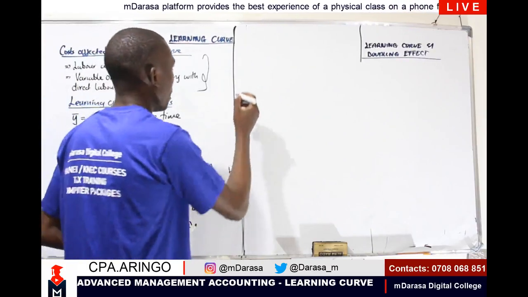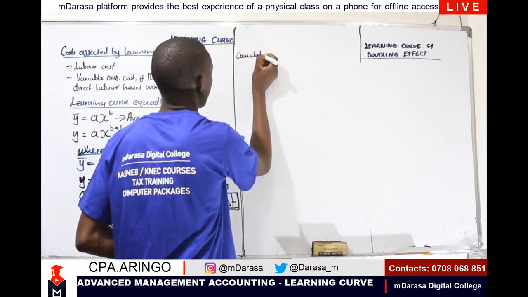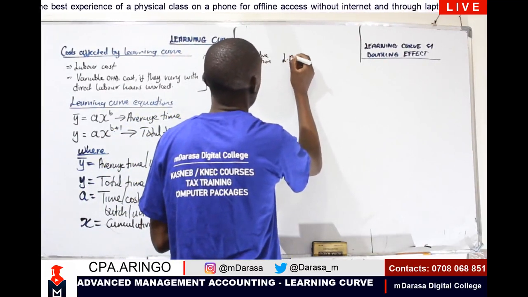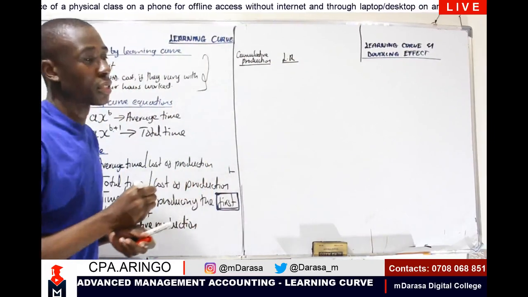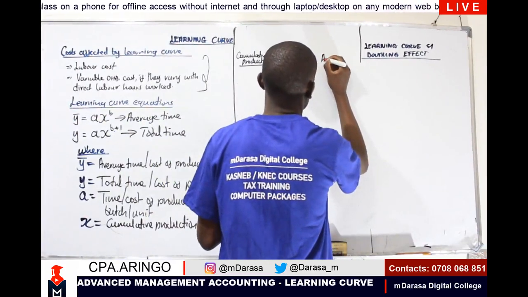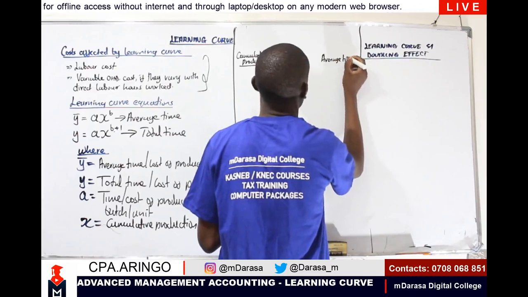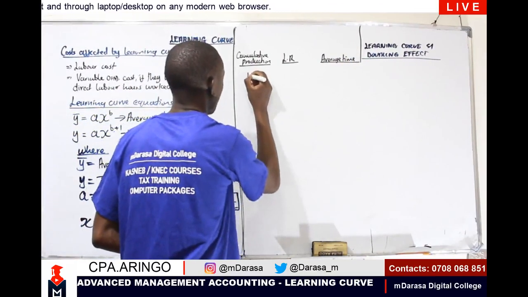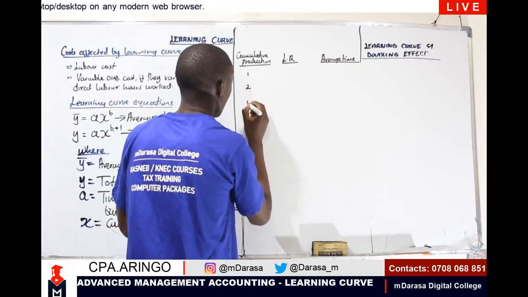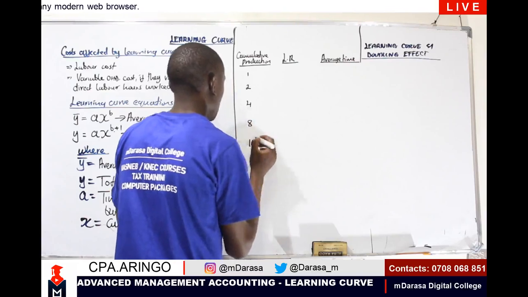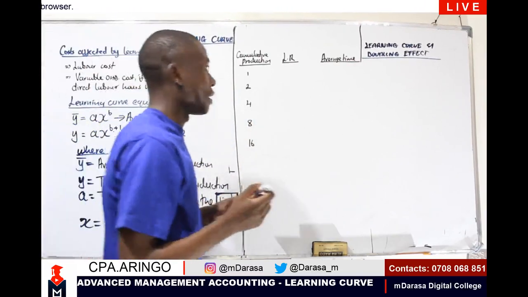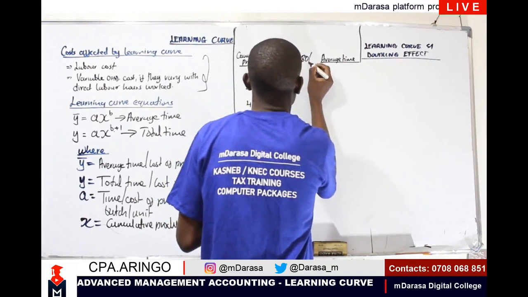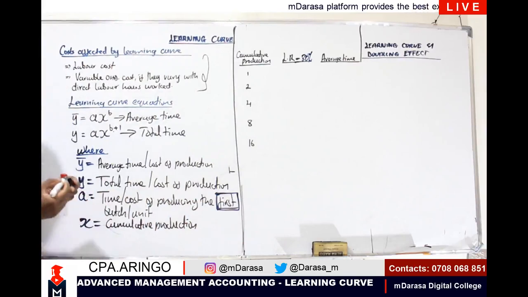Take for example this scenario whereby you are talking of our cumulative production, our learning rate, and maybe our average time. In the event that I'm having accumulated production doubling, say 1, 2, 4, 8, 16. Assuming in this case I'm given a learning rate of, say, 80%.